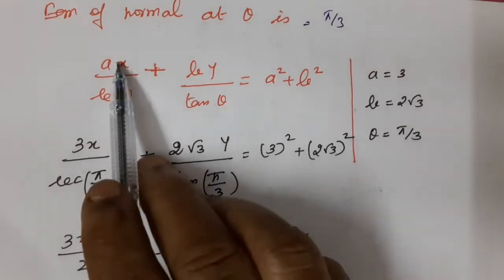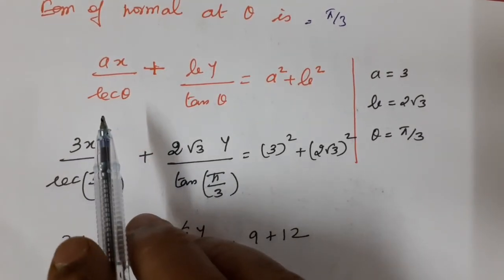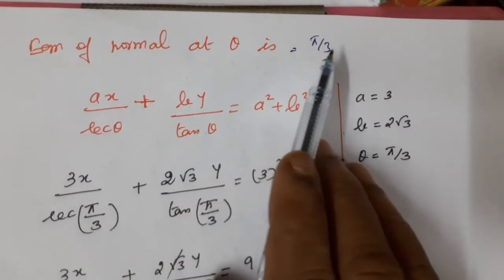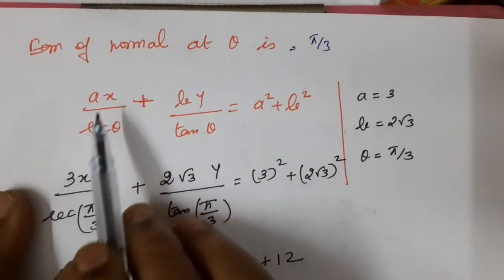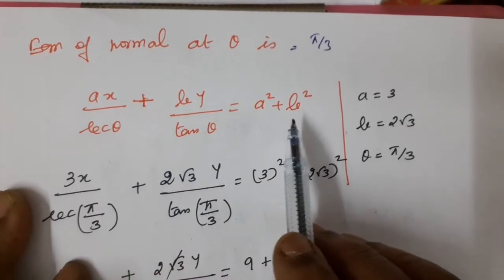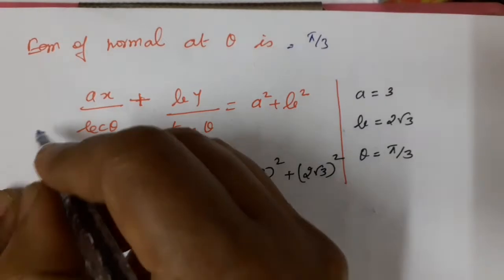The equation of the normal at theta, pi by 3, is ax by secant theta plus by by tan theta equal to a square plus b square. These are very important formulas.